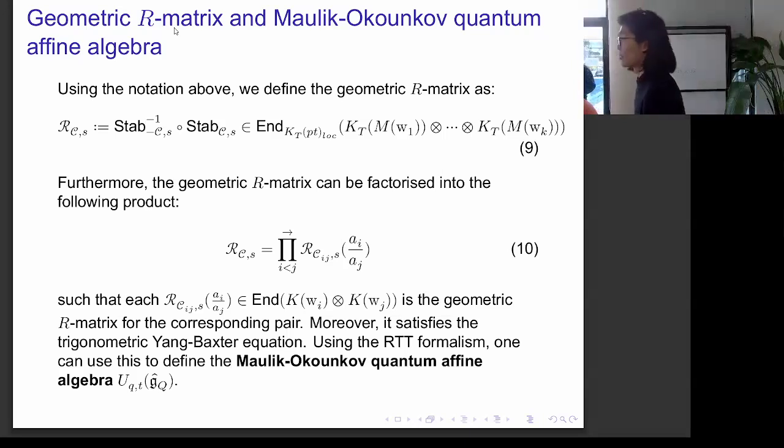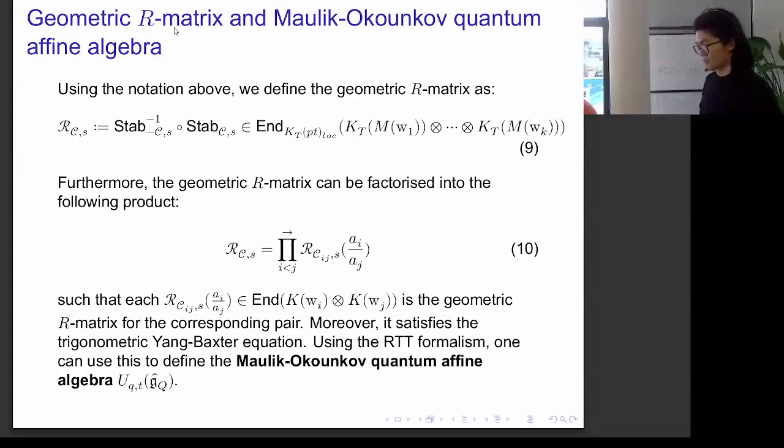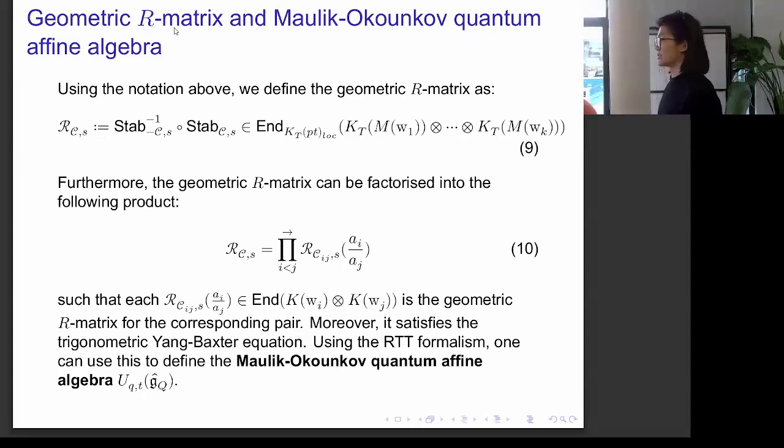Furthermore, one of the good properties of the geometric R matrix is that it can be factorized into the Yang-Baxter process. This is why it is called the geometric R matrix: if you think of this KW1 to KWK as the space of states for the particles, this is like a 2-body factorization of the scattering matrix. Each part of the geometric R matrix, like this R_ij, is also a geometric R matrix constructed by the stable envelope. And moreover, you can check that it also satisfies the Yang-Baxter equation. Using this principle, with the RTT formalism, one can use this definition to define the Maulik-Okounkov quantum group.